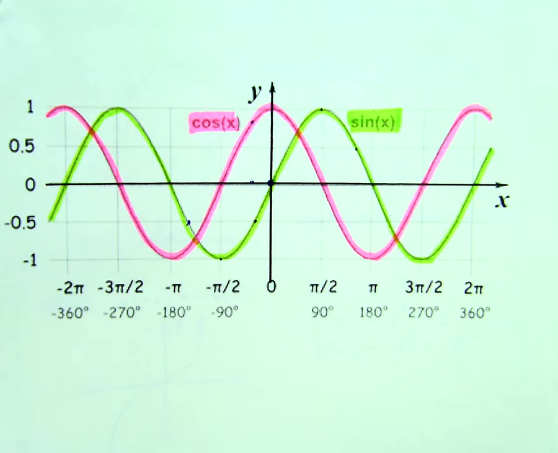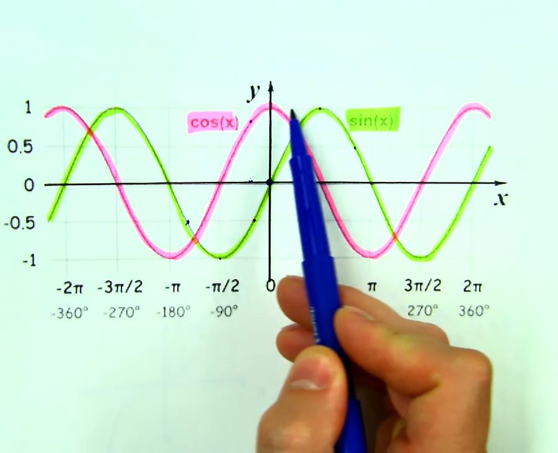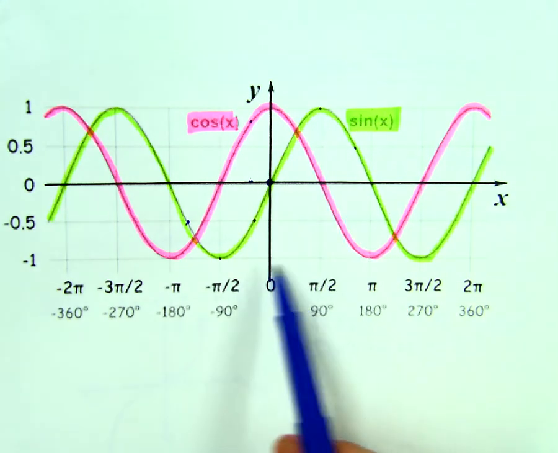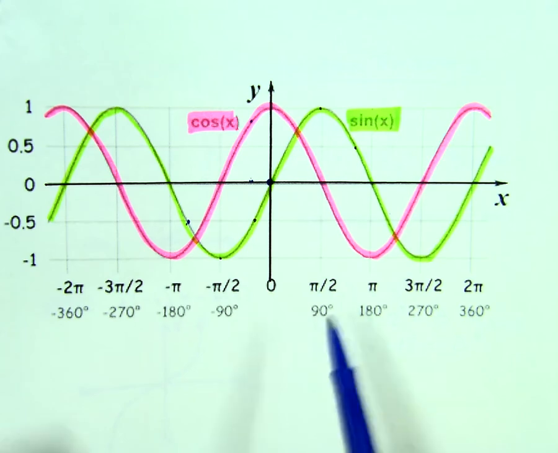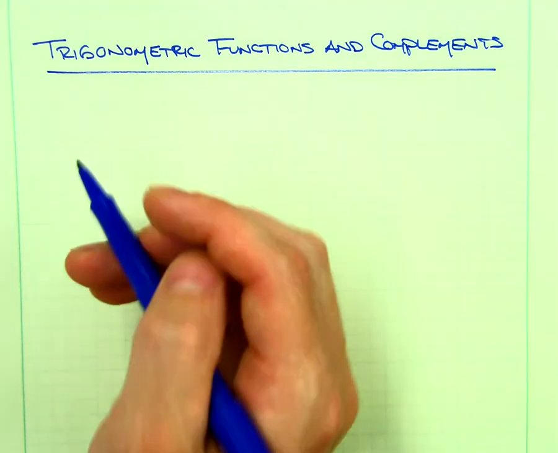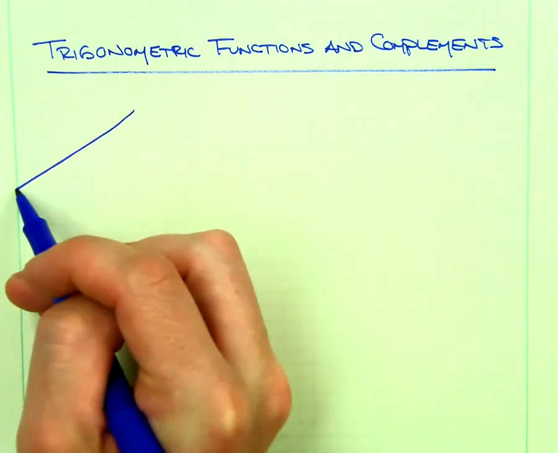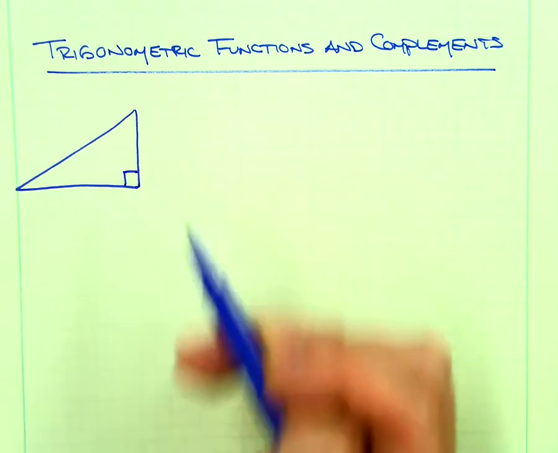And so you could say, yeah, they're exactly the same, but they're just off by a little bit. One is shifted from the other. And if you look down here, it's shifted by pi over 2 or 90 degrees. And that's what we're going to explore today with triangles. So we're looking at trigonometric functions and their complements. And this is, once again, just bolstering a lot of the facts that you already know about triangles.